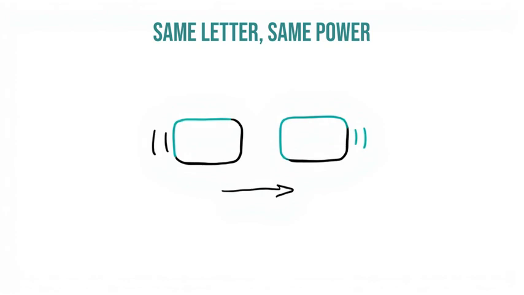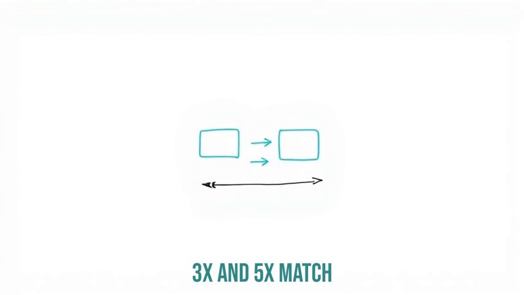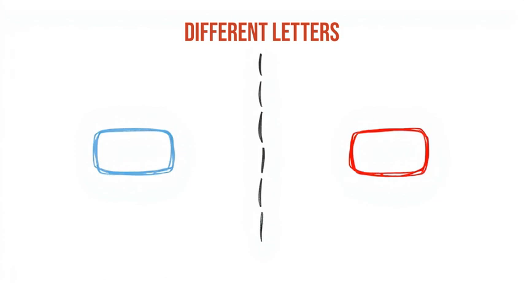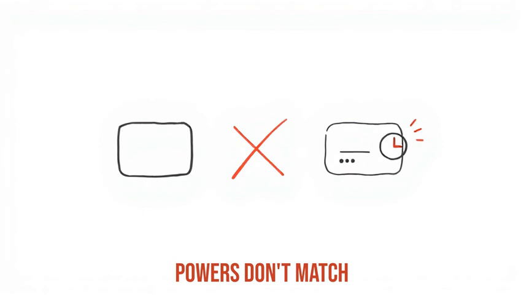Like terms have exactly the same letter raised to the same power. For example, 3x and 5x are like terms because they both just have x. But 3x and 3y are not like terms because the letters are different. And 3x and 3x squared aren't like terms either, since the powers don't match.